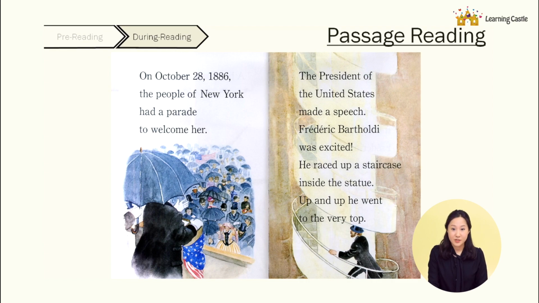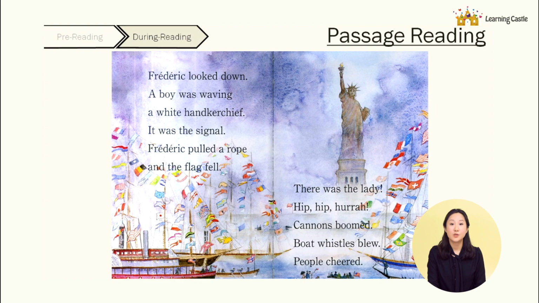And the president gave a speech. Frederick Bartholdi was excited, and he went up and up to the very top. He looked down. A boy was waving a white handkerchief, and that meant it was a signal. And he pulled the rope, and the flag fell. And there was the lady. Hip, hip, hooray. Cannons boomed. Boat whistles blew. People cheered.